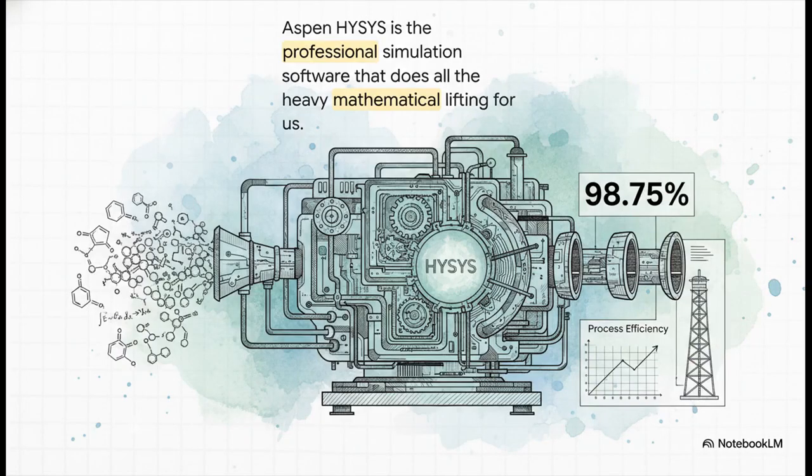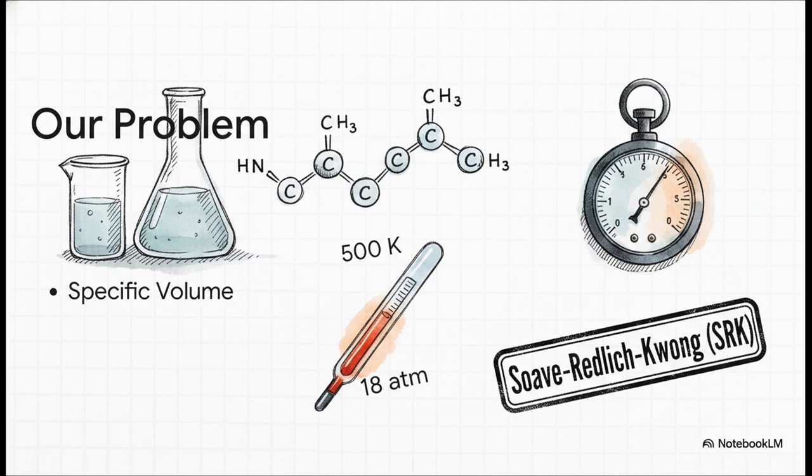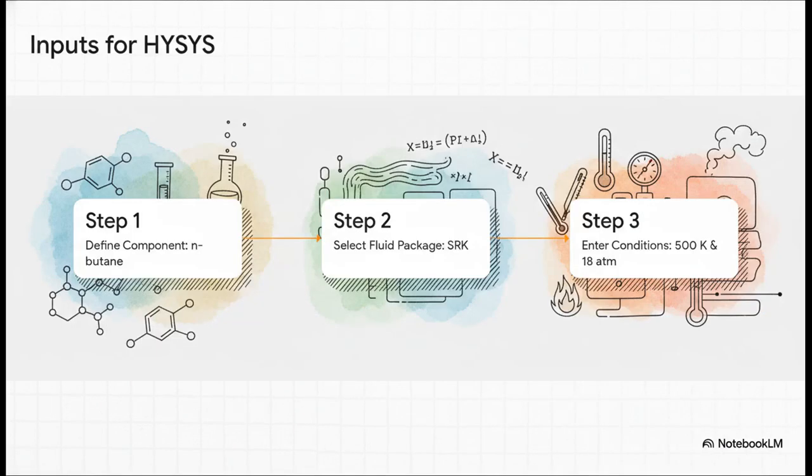And that's where Aspen HYSYS comes in. It's the professional simulation tool that does the heavy lifting for us. All right, let's solve a real problem here. We're going to find the volume of N-butane using the SRK equation. So, first, we just plug in the basics: our component, the fluid package, and the exact conditions.